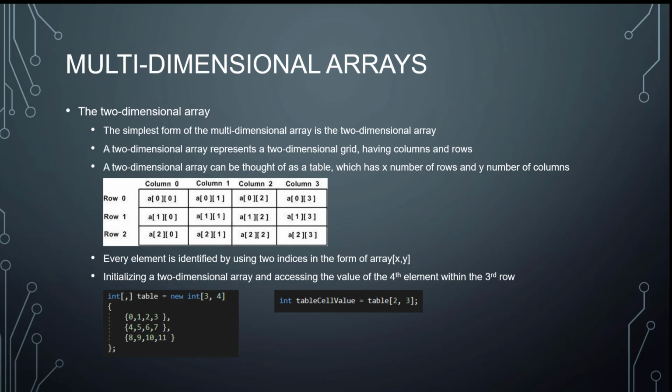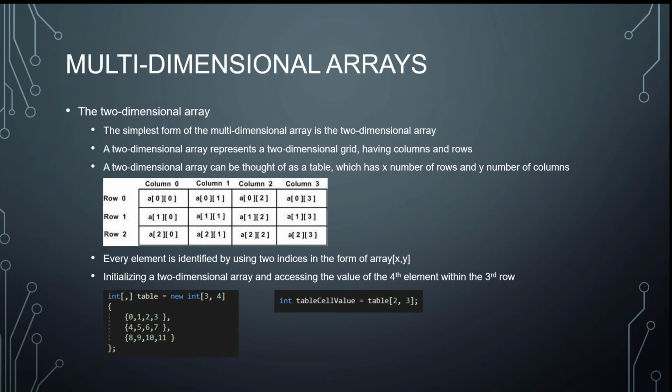So arrays are great because they allow us to hold information of the same type. But arrays do more than that. There are something called multidimensional arrays. What if we wanted to represent a grid, a table, if you will, that had columns and rows? We could do that by having two dimensions to our array. One dimension would represent a row, and the other dimension would represent a column. So the simplest form of the multidimensional array is the two-dimensional array.